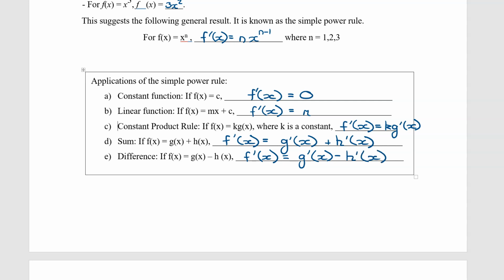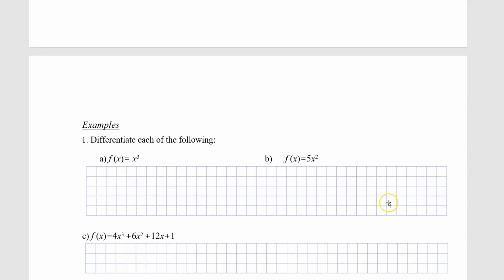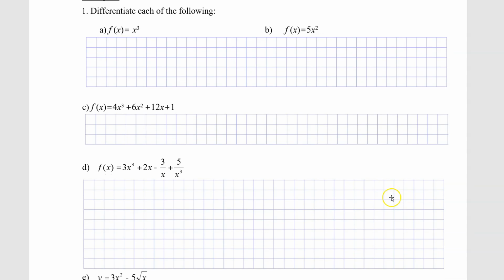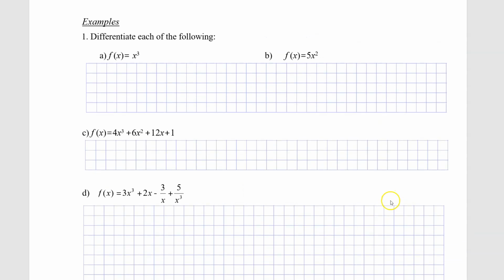Like so. Perfect. Alright, moving onwards. Let's get into a few examples. So it's asking: differentiate each of the following.